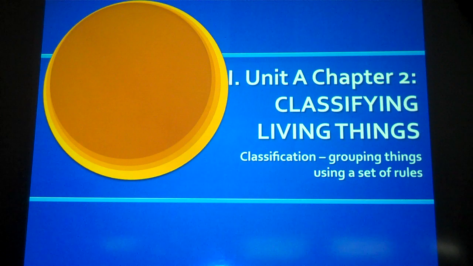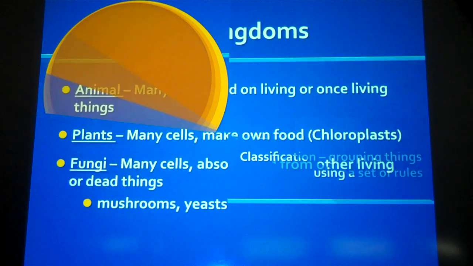We will start off this review with the definition of classification. Classification, as you can see, is grouping things using a set of rules. The best example of this is the grocery store example we used in class, where a grocery store has to classify the items and things in the grocery store so that we can find them easier. Examples: fruits, vegetables, and where the cereals are.